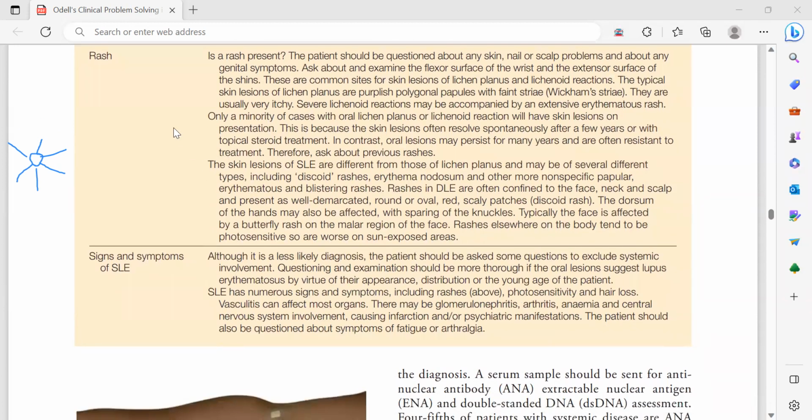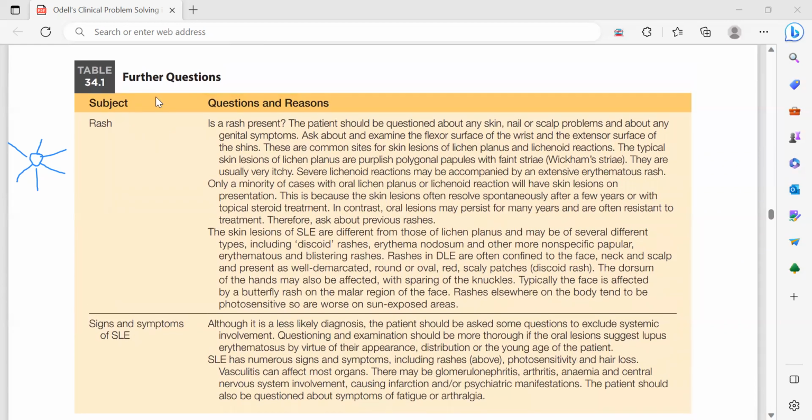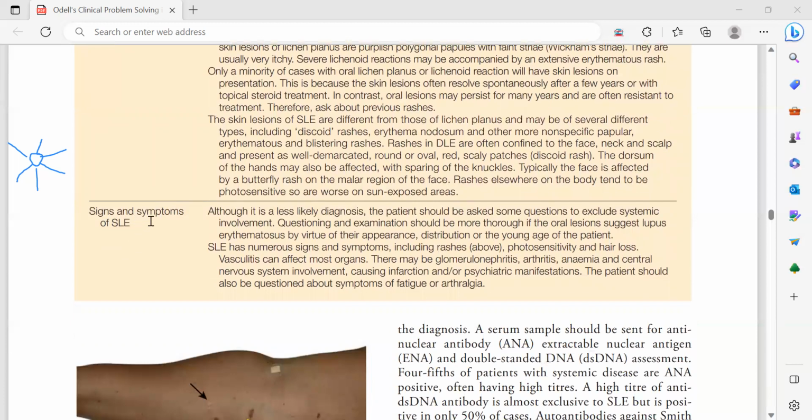Okay, so a further question you need to ask is about any systemic involvement, like any skin lesion. Either it could be related to discoid lupus erythematosus, or it could be related to lichen planus. You need to rule that out. Or the signs and symptoms of SLE, which, although it is a less likely diagnosis, the patient should be asked some questions to exclude systemic involvement.